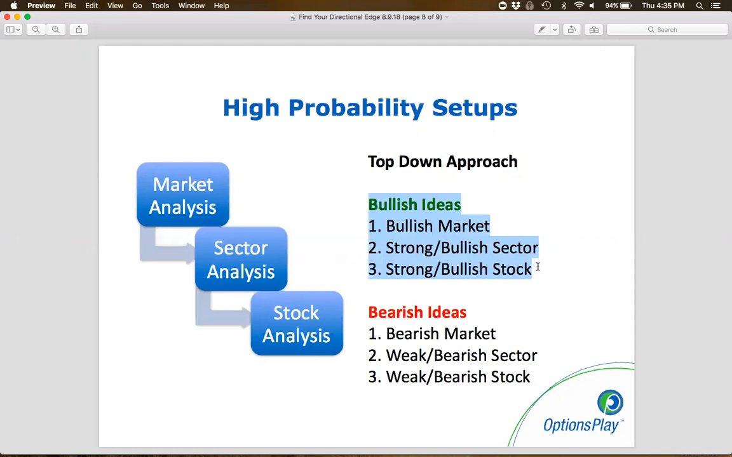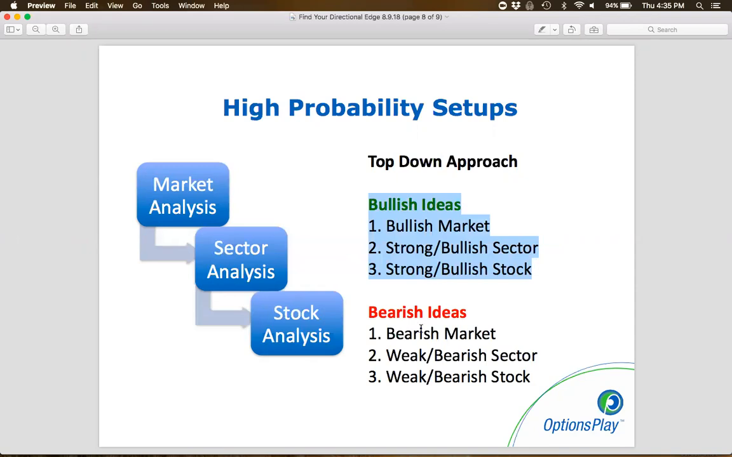So that's how we can find high probability setups that have the highest chance of that stock moving higher, because everything is lined up. Not only the market, the sector, and the stock all exhibit these bullish indicators. That gives us the highest probability of that stock moving higher.